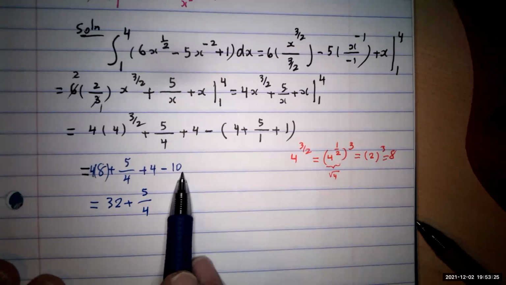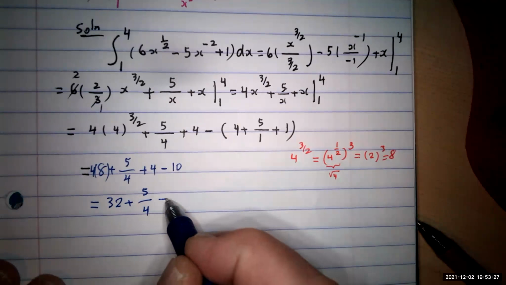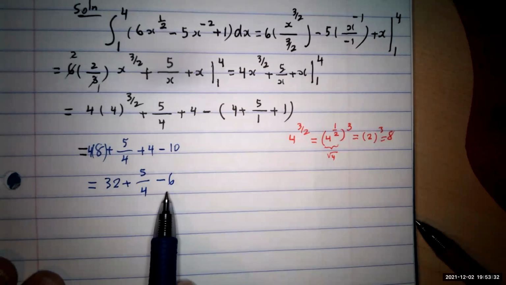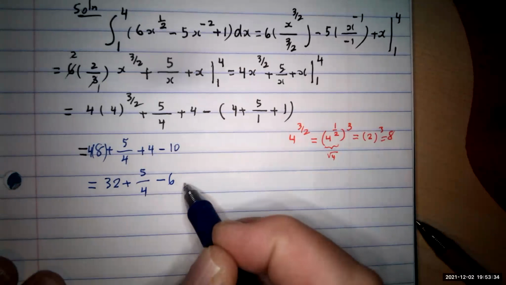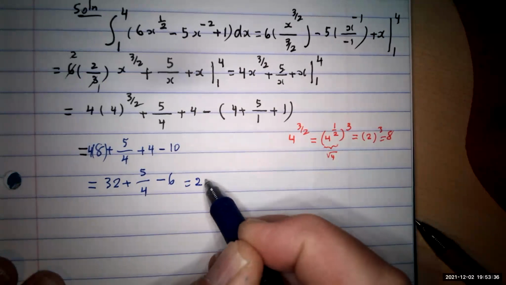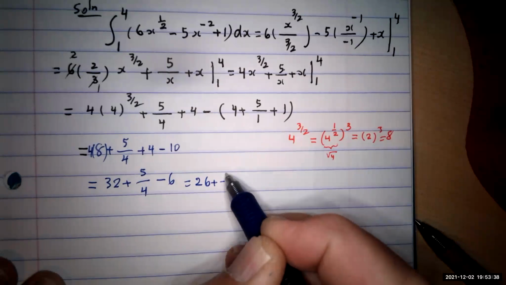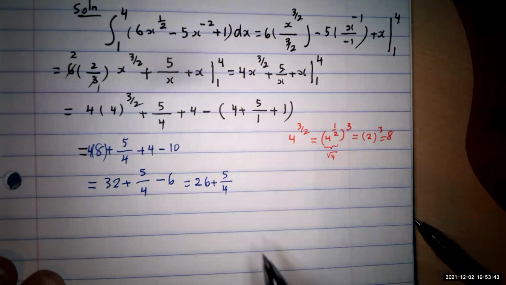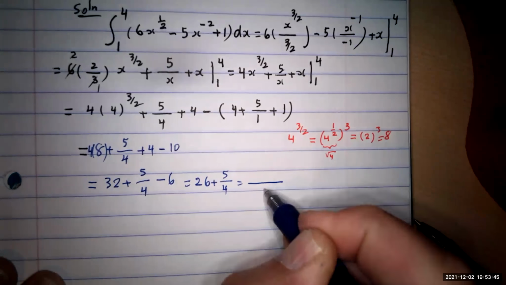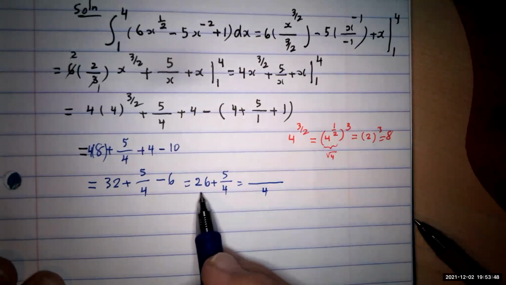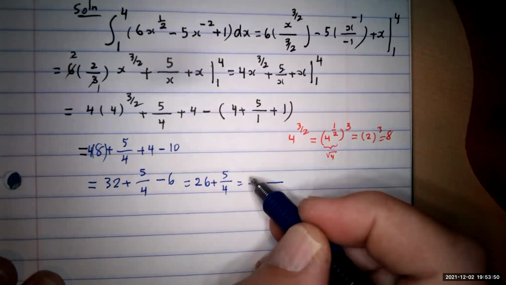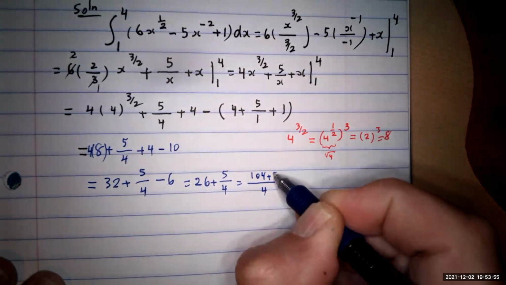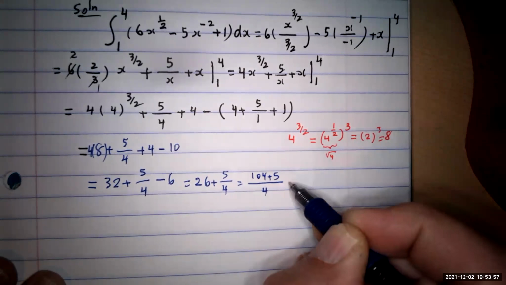Now 4 minus 10 would be minus 6. Okay, the 32 minus 6 would be what? That would be 26. So that gives you 26 plus 5 quarters. Now a little bit of common denominator. The common denominator would be 4. So 4 times 26 would be 104, plus 5, which is going to be 109.